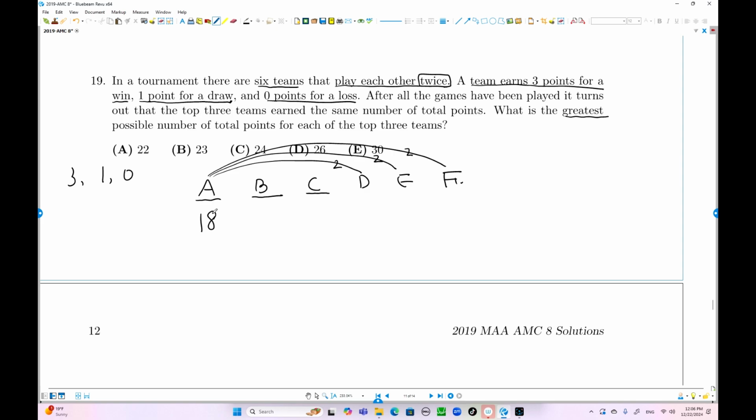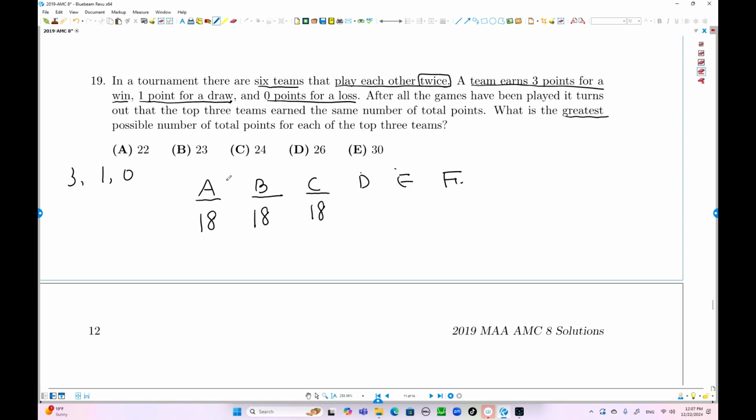What about B? B also... 1, 2, 3. Okay, so total times 2 is 6 games. Still 6 times 3. Also, they will get 18 points. This is also 18 points. Now between A, B, C, we're going to check out what happens between A and B and C.